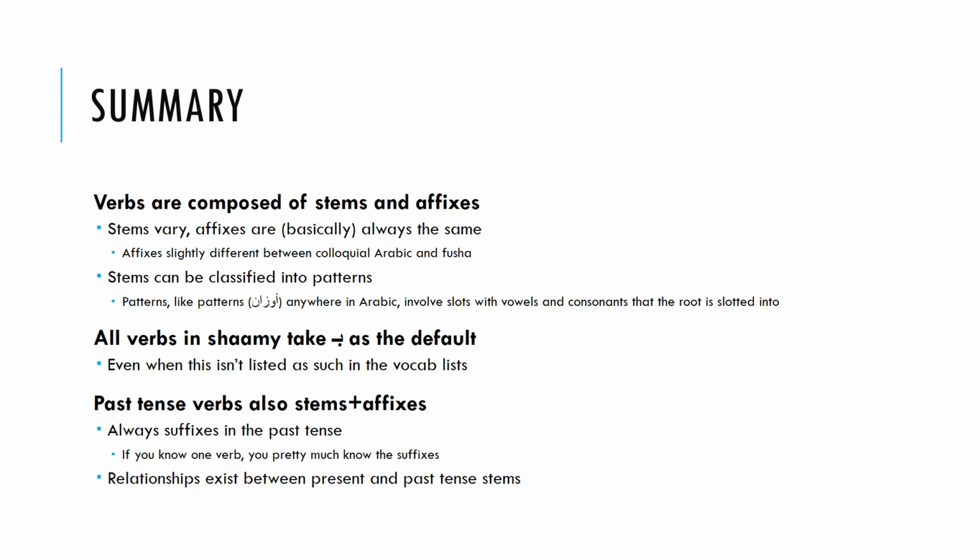Finally, past tense verbs are also composed of stems and affixes. It's always a suffix in the past tense. There's no prefixes, so we can just say stems and suffixes, really. If you know one verb, you know the suffixes, but we're going to have to sort of learn a little bit more about how the stems work in the past tense.